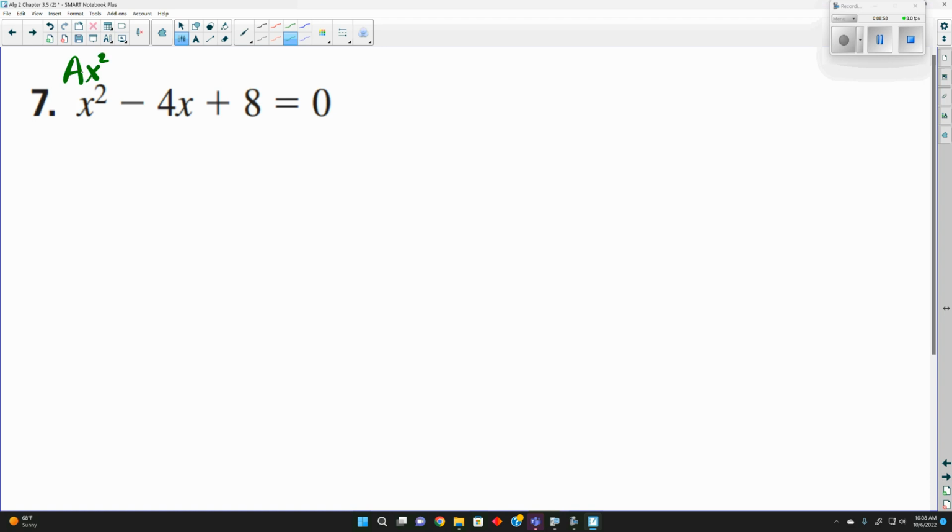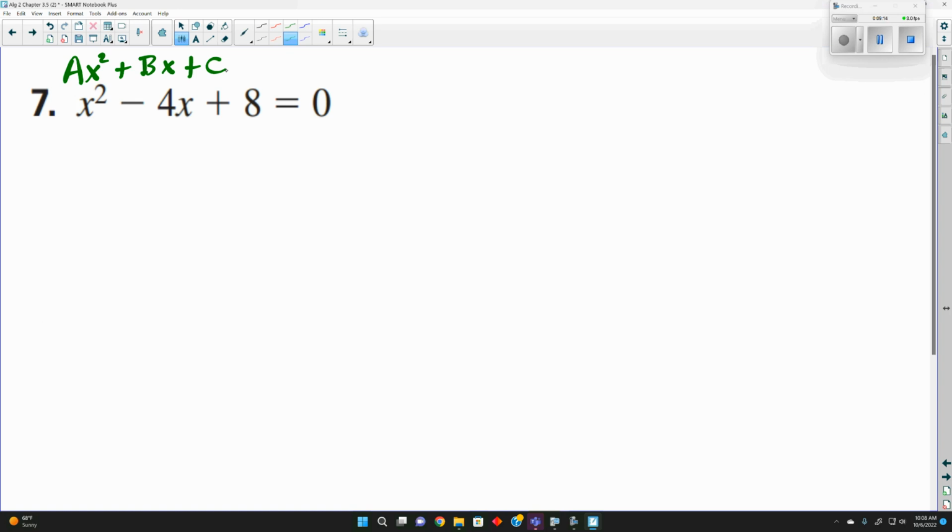Because our general form is ax squared plus bx plus c. A is the number in front of x squared. For in this case here, is it 1? Yes. Okay, so we're good there. So step 1, is a equal to 1? Yes. Okay, we don't have to do anything because we need it equal to 1.